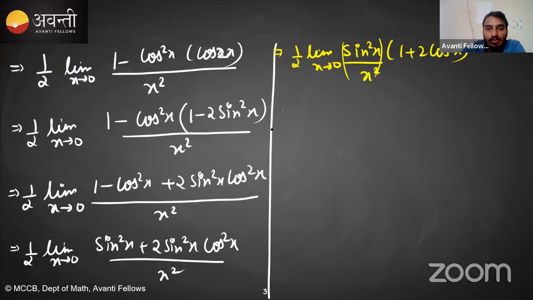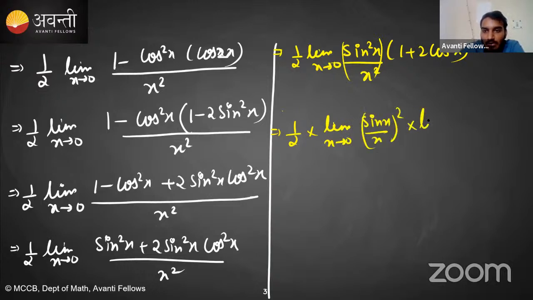Right? So can I write it like this? 1 by 2 into what is the limit of this? This is nothing but limit x tending towards 0 (sin x upon x) whole square into limit x tending towards 0 of 1 plus 2 cos square x. Since 1 plus 2 cos square x is now free from the indeterminate form, right?